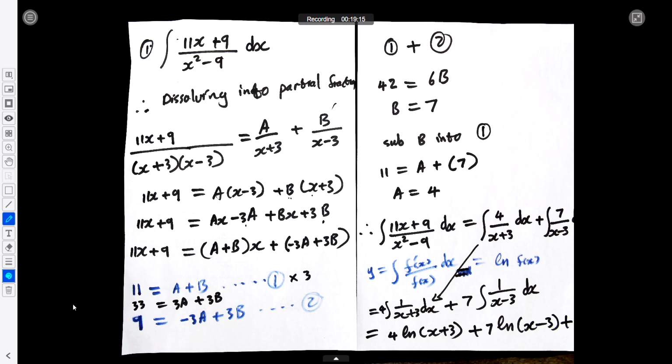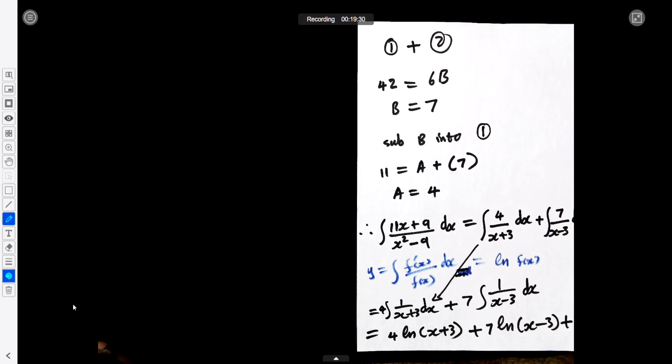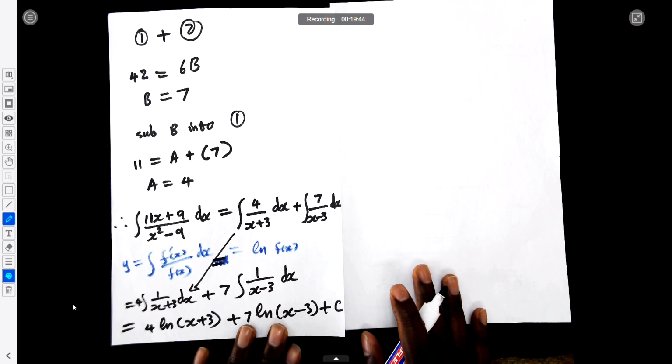So that is the integral of 11x plus 9, all divided by x squared minus 9. From there you can get your full marks. But I just want to play around with this last step. It's not necessary, we have integrated, but I want you to recall the rules in case you're going to utilize them in another unit.